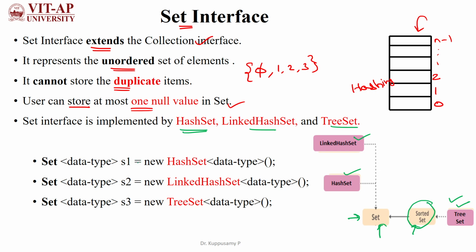As per the Java programming procedure, HashSet is used to create the object, and the object data type should be a wrapper class data type. Here Set is implemented by using the HashSet class, and the LinkedHashSet class is used to create the object s2 with some wrapper class data type, implementing the Set interface. Then the third class, TreeSet, is also used to implement the Set interface with some wrapper class data type.